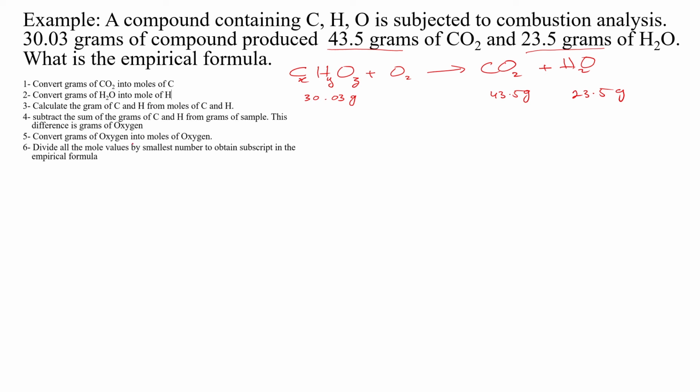Then you will convert the grams of oxygen into the moles of oxygen, and then at the end you will divide all the mole values by the smallest number to obtain the subscripts in the empirical formula. So the steps are here, but it is always good to use the same strategy as for all the stoichiometry type of problems for the empirical formula as well.